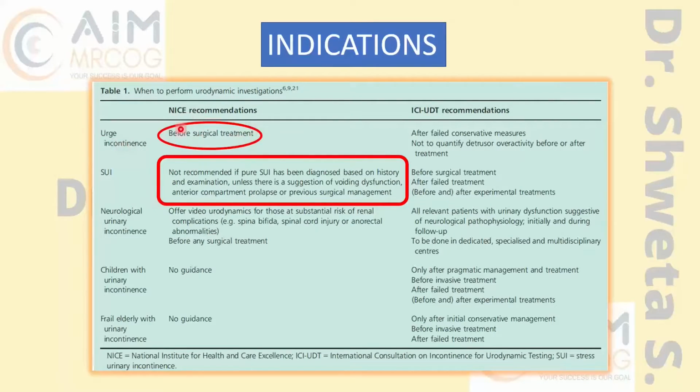So for urge incontinence, anything before surgery, and for stress urinary incontinence, in these three scenarios, you will be doing the urodynamics. Anytime there is failed conservative management, such as bladder retraining in urge incontinence for 6 weeks and pelvic floor muscle exercise in SUI for 3 months, the next step will be further MDT referral and testing.